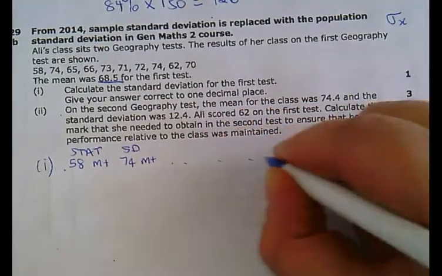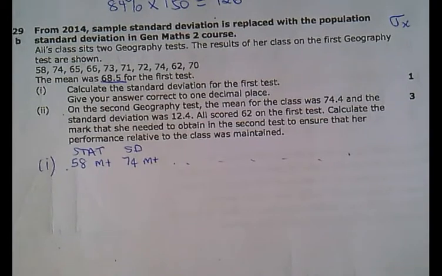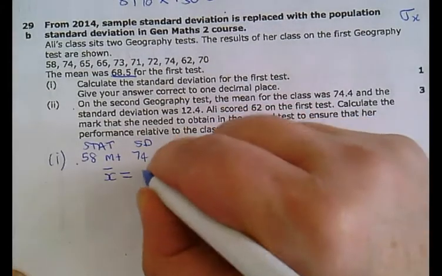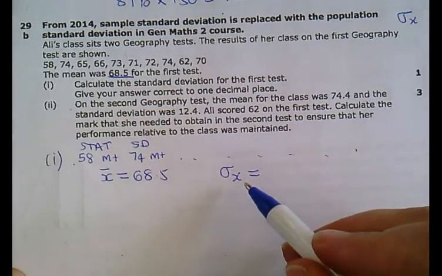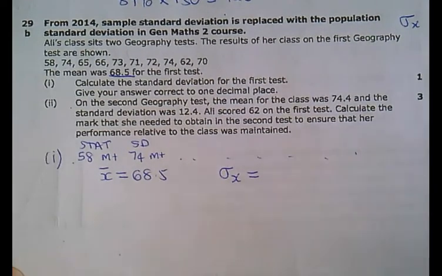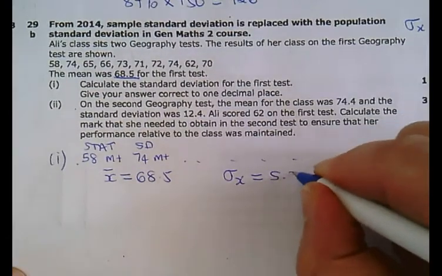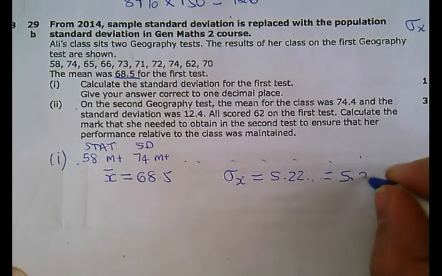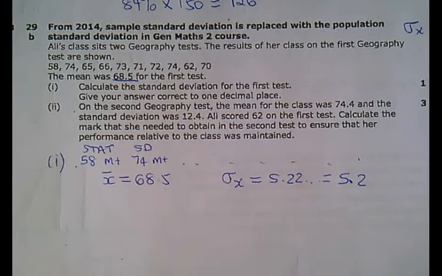So has anyone put those all in? What do you do after you do 70? Did you press M plus? So now you do X bar. You have to find X bar and you should get 68.5. And standard deviation is this one. Anyone got the standard deviation? 5.22. They want it to one decimal place, 5.2. You can sort of tell if you've missed a number by looking at how many bits of data you have.